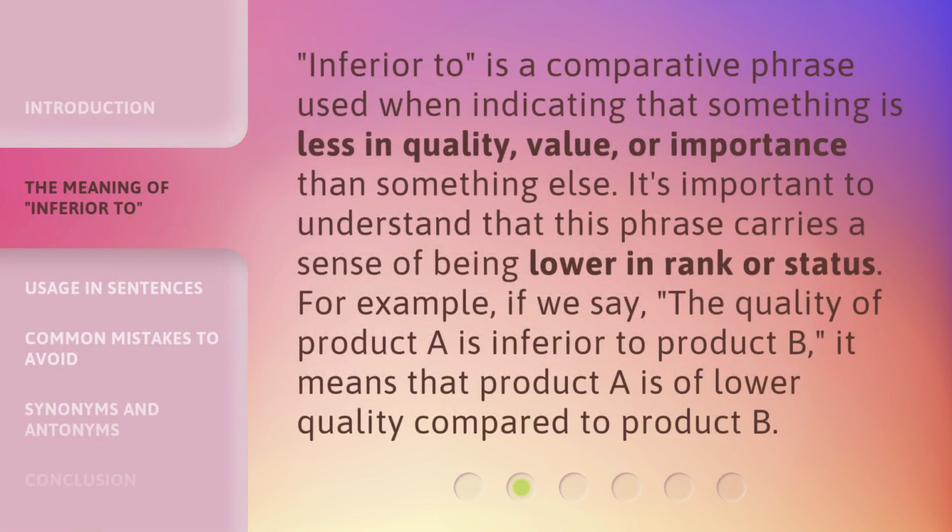"Inferior to" is a comparative phrase used when indicating that something is less in quality, value, or importance than something else. It's important to understand that this phrase carries a sense of being lower in rank or status. For example, if we say, "The quality of product A is inferior to product B," it means that product A is of lower quality compared to product B.